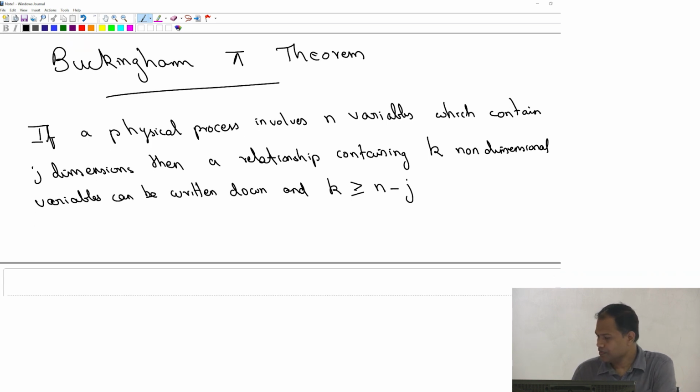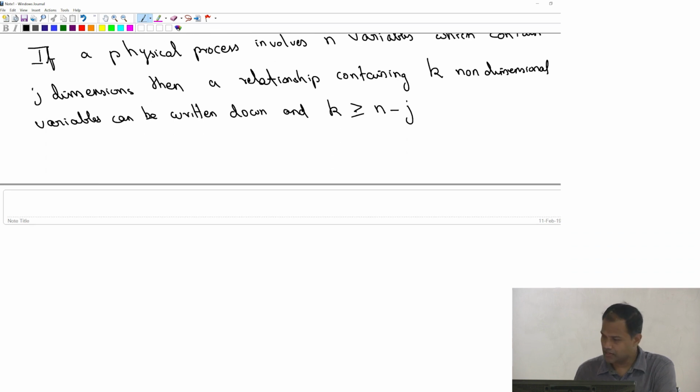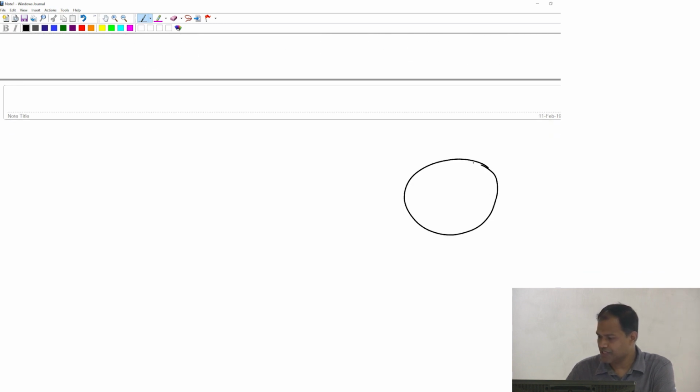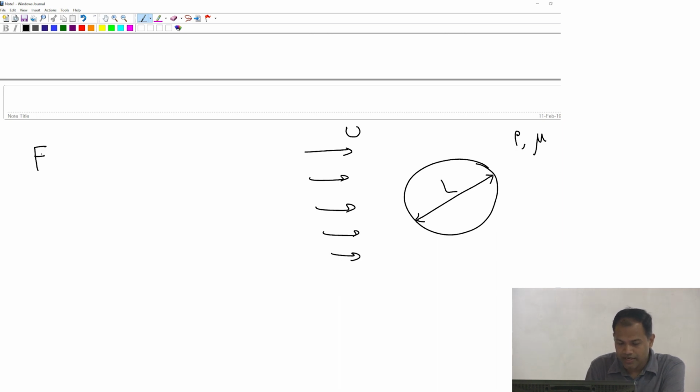So the problem that we had was some object with a characteristic dimension L and a fluid approaching it with a velocity u and has the properties density rho and viscosity mu, and you were interested in calculating what is the force exerted by the object on the fluid, and you said that's actually going to be a function of u, L, rho and mu.